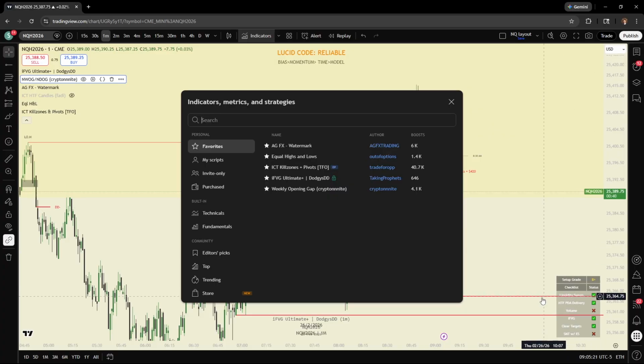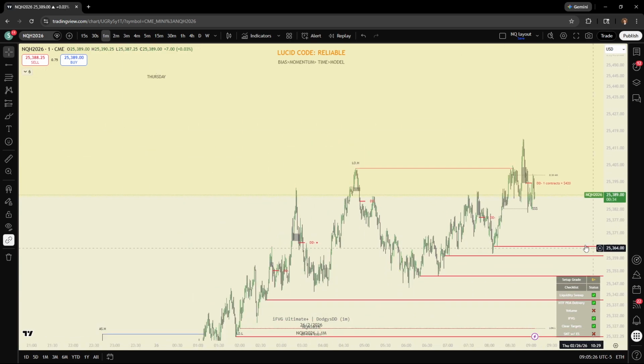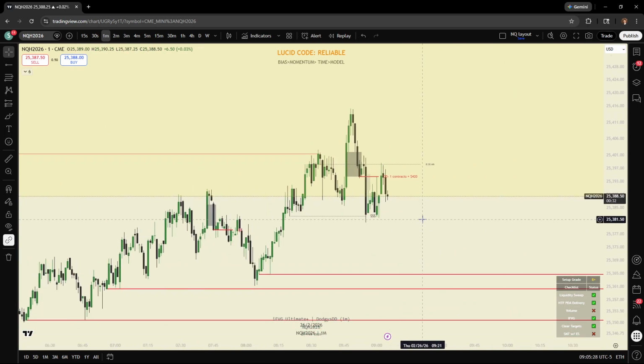Do I wait for the... That would make the setup better, Equilibrium, but if we start to expand off open, then I'll probably just look for chase longs.